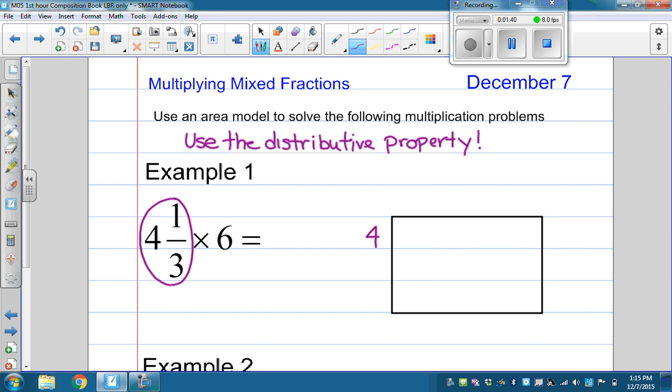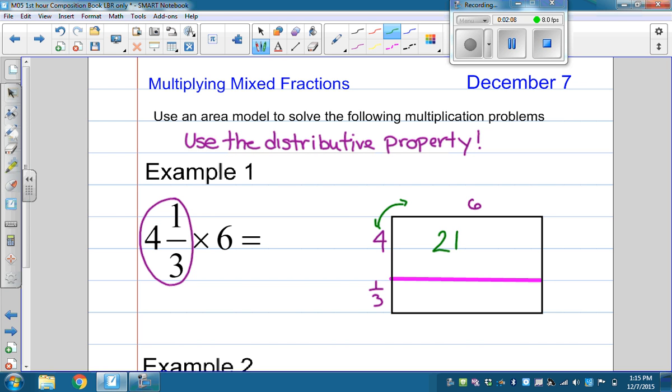So 4 1/3 we can break up. We're going to multiply that by 6. So we're going to take our rectangle and we're going to just sort of use this as a visual aid. It doesn't have to be drawn to scale. But after you set that up, you just multiply these two numbers and put that answer here.